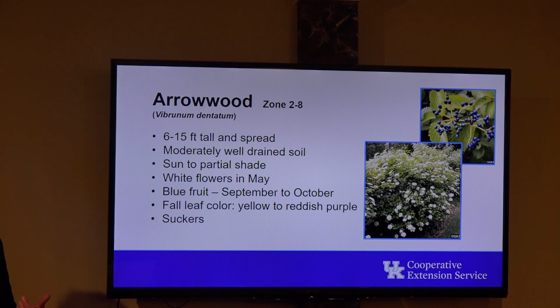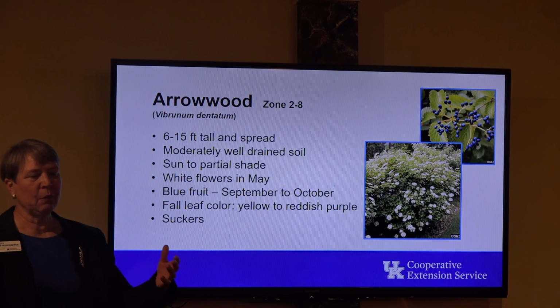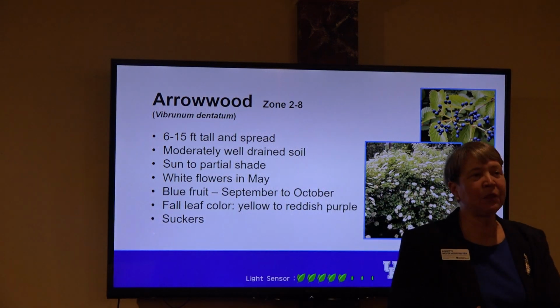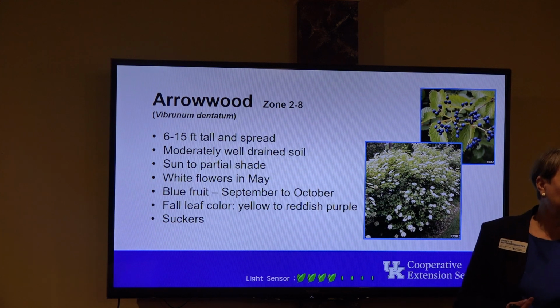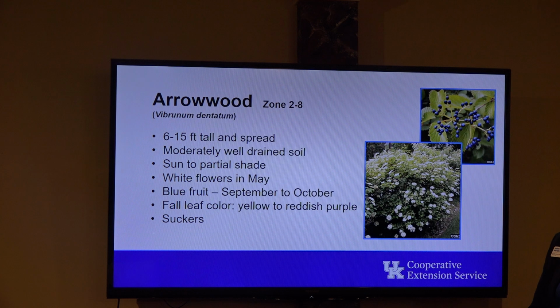This arrowwood viburnum, Viburnum dentatum, is about 6 to 15 feet tall and spread. Now you'll see a big wide range, and a lot of that is because if it likes where it's growing, it's going to be bigger. If it doesn't really like where it's growing as well, it'll be a little smaller. So many times it'll vary a little bit.